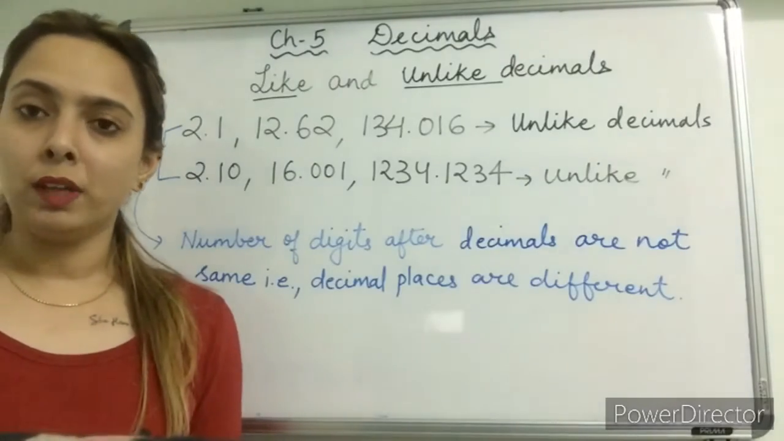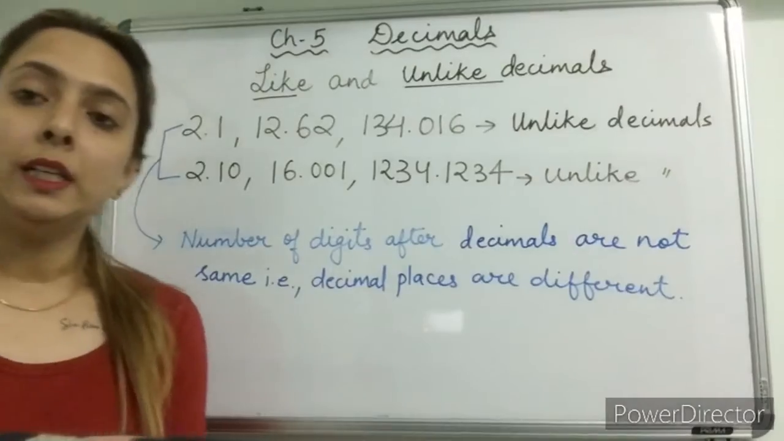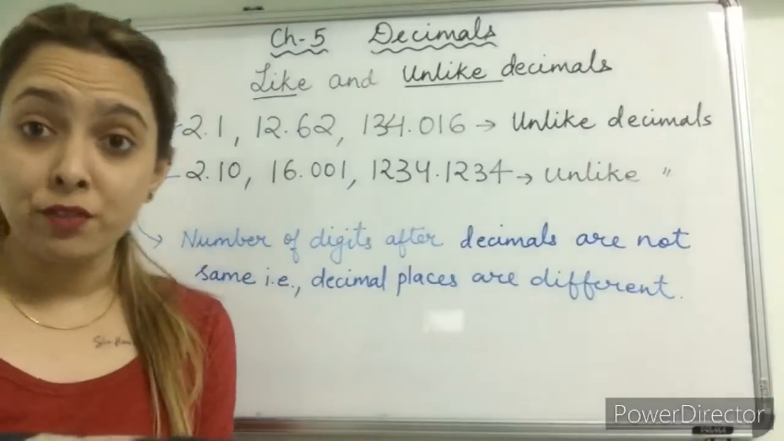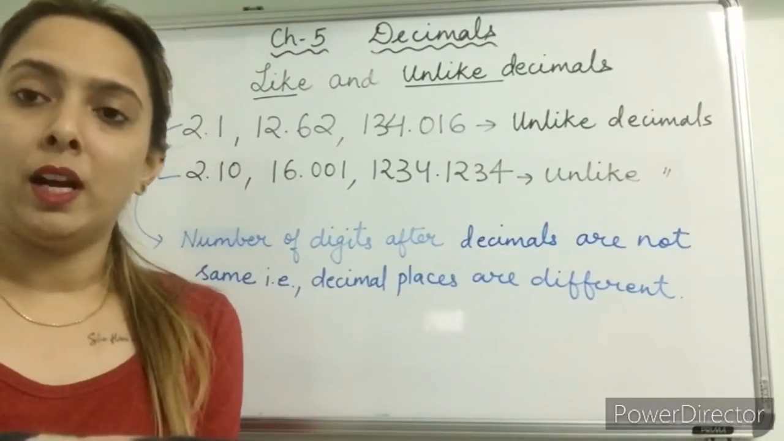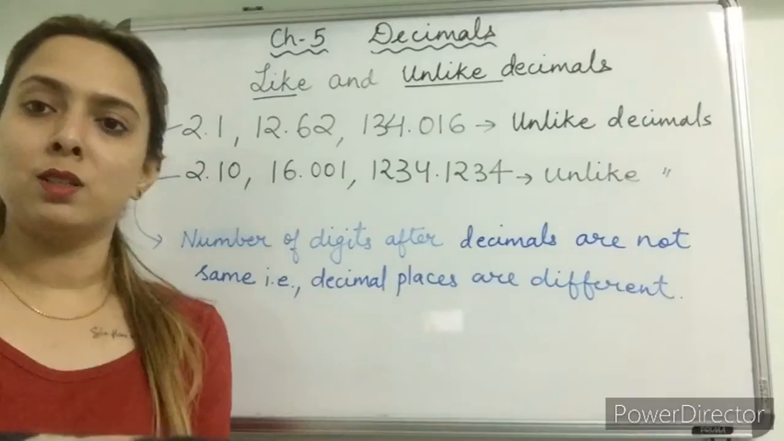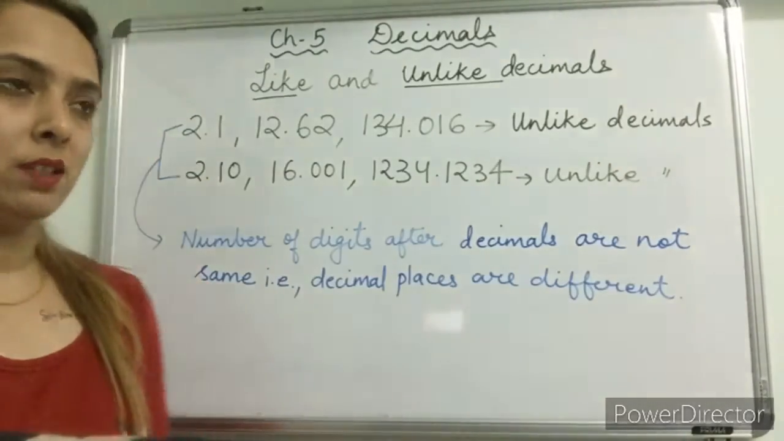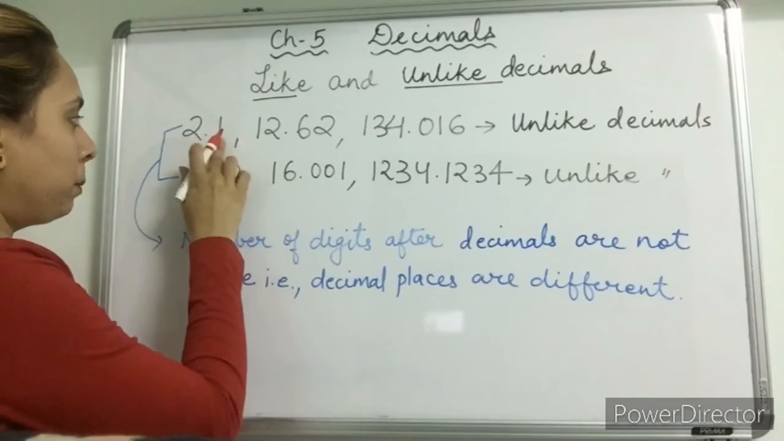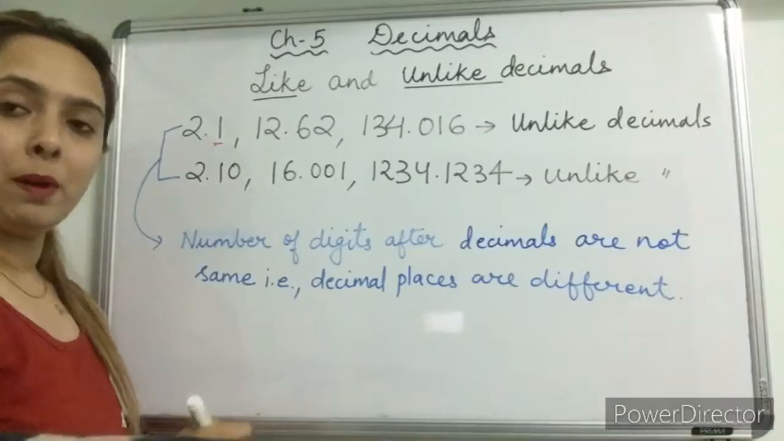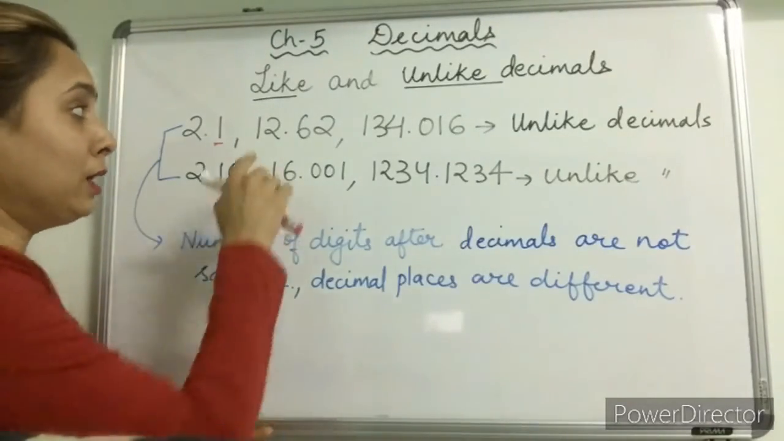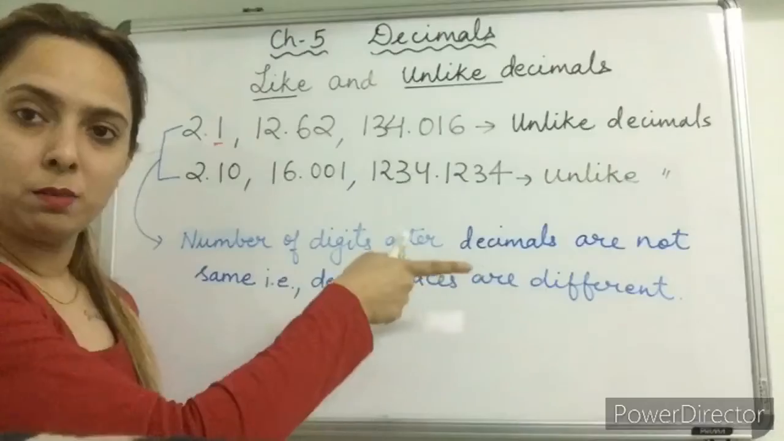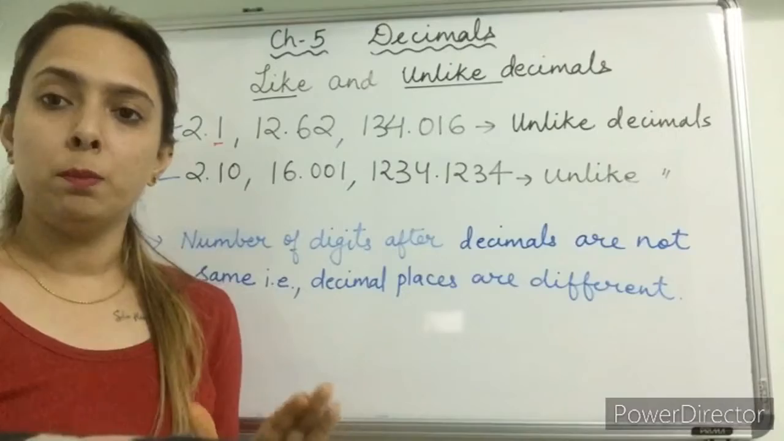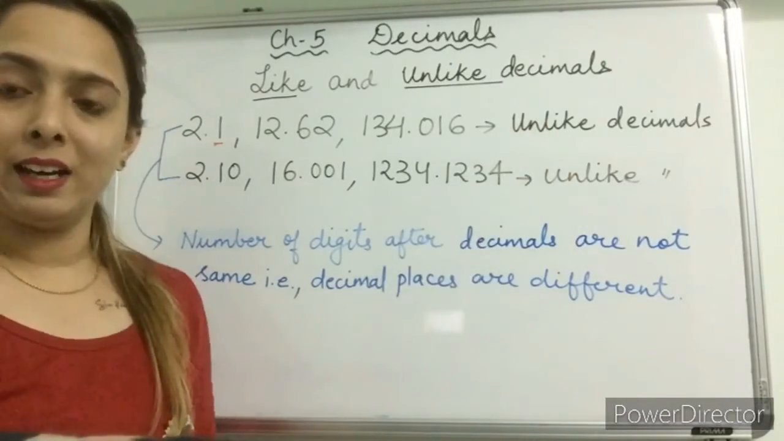It is clearly understood that whenever the decimal places are different, meaning the number of digits after the decimals is different, all those decimals will be unlike decimals. So here you can see that in the first decimal we have one decimal place. We will always consider the digits after the decimal. We will never include the whole part here. The whole number part does not play any role for like and unlike decimals.